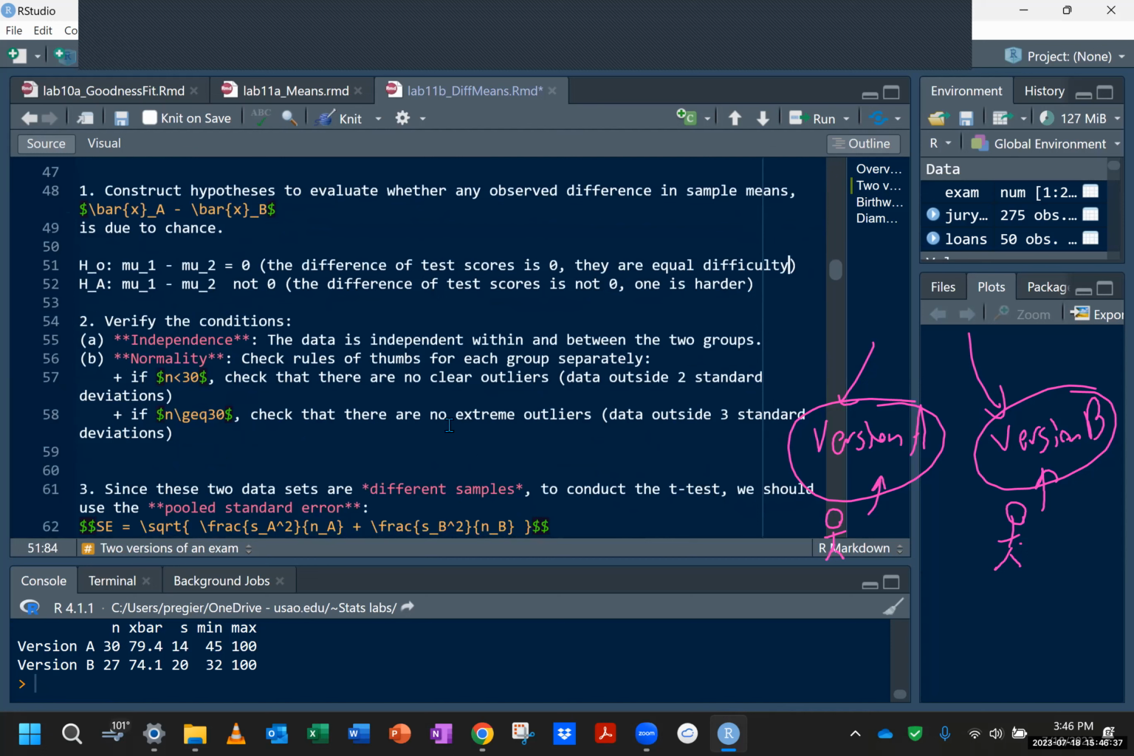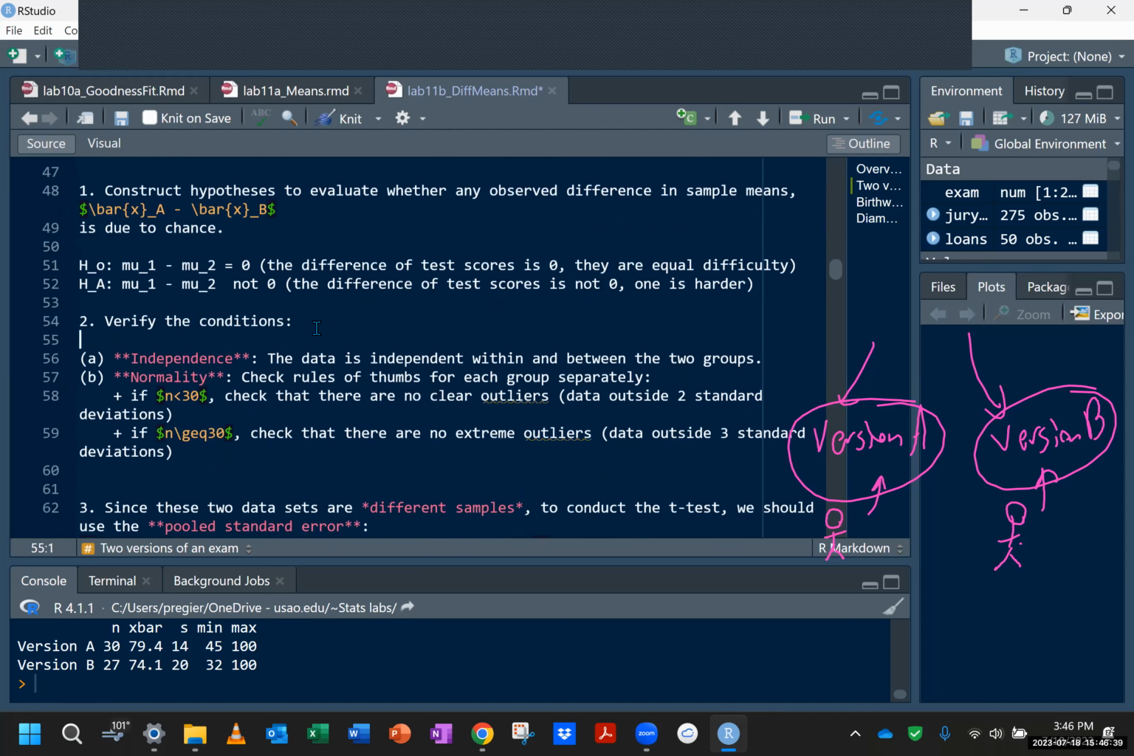So let's verify our conditions. Let's check for independence. That would be achieved if the exams were shuffled and randomly passed out.